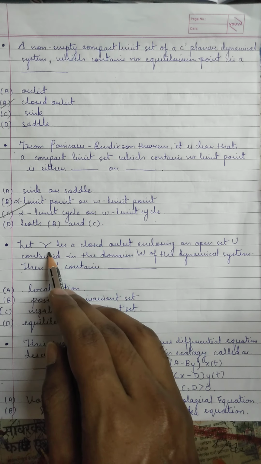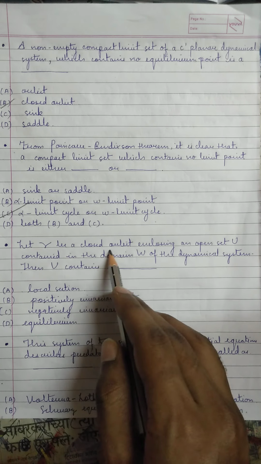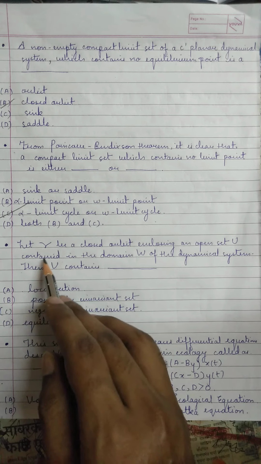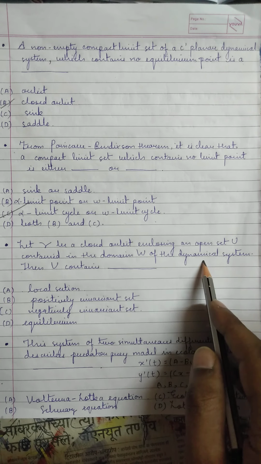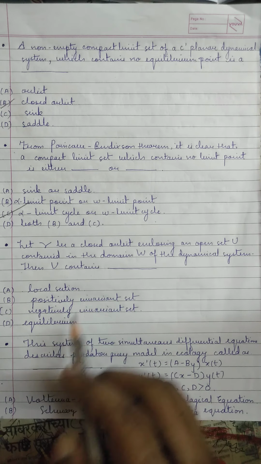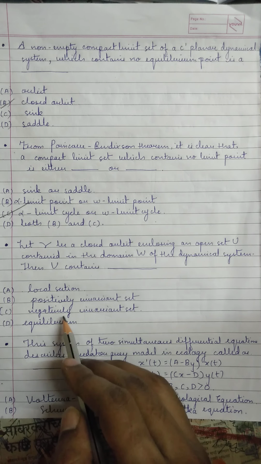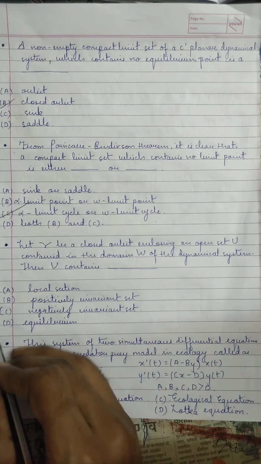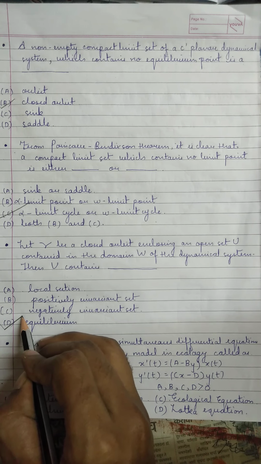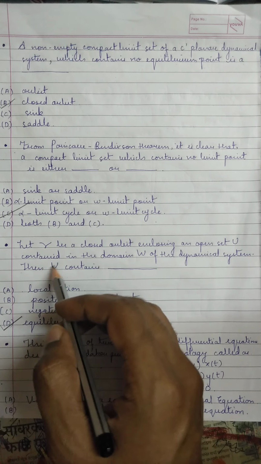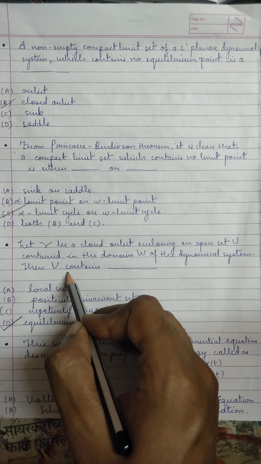Next, let gamma be a closed orbit enclosing an open set U contained in the domain W of the dynamical system. Then U contains a local section, positively invariant set, negatively invariant set, or equilibrium. Equilibrium is the answer. This is again an application of the Poincare-Bendixson theorem.